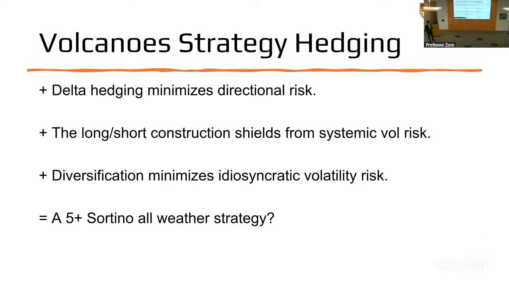Of course, there'll be delta hedging to minimize directional risk. The long-short construction will shield from systemic vol risk, and that diversification minimizes our idiosyncratic volatility risk. Does this equal a 5+ Sortino all-weather strategy? Let's up the ante. Can we do that with just a linear model after transaction cost? We will see.